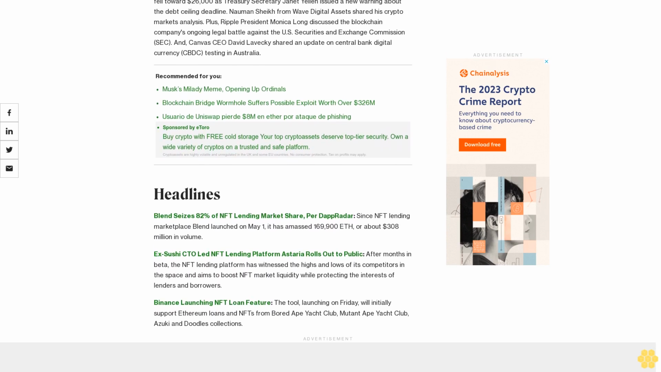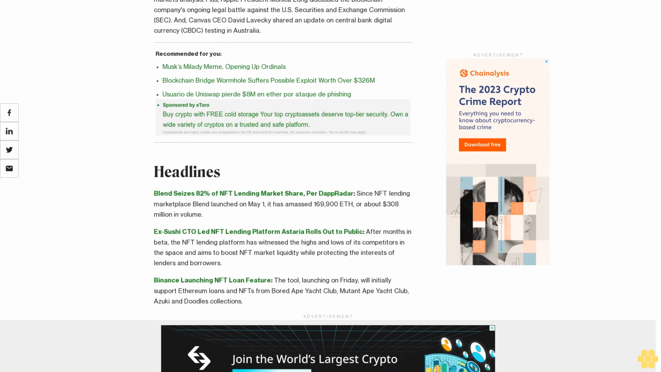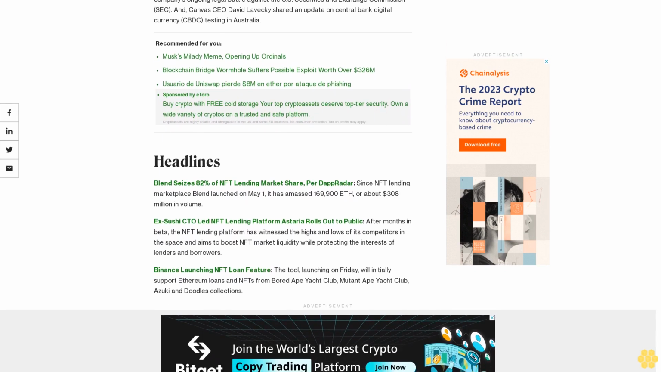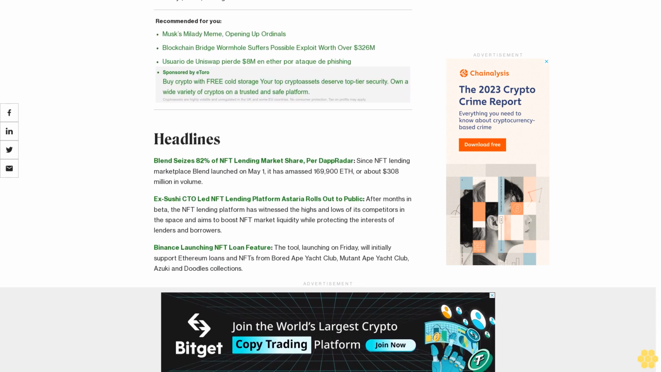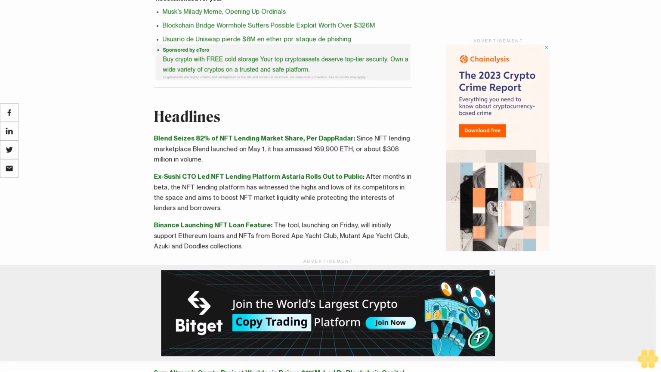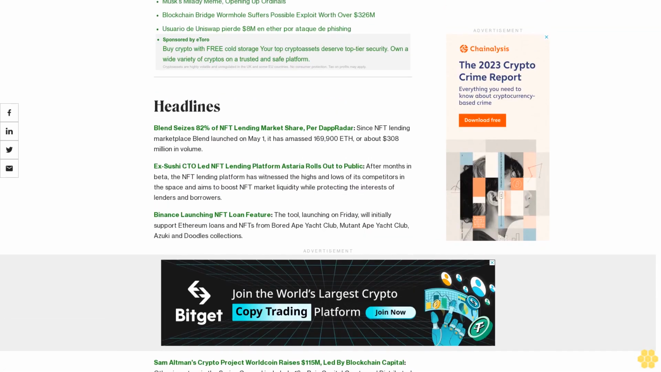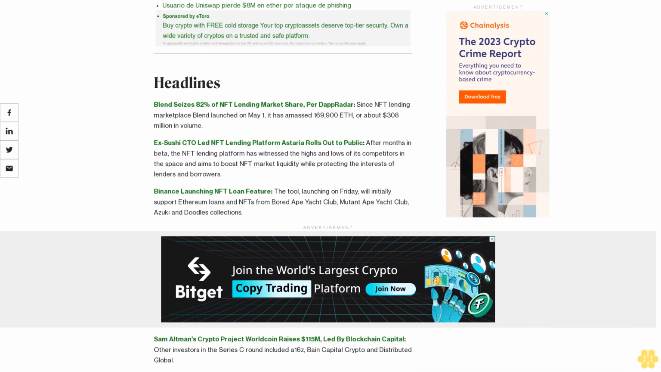Binance launching NFT loan feature. The tool, launching on Friday, will initially support Ethereum loans and NFTs from Bored Ape Yacht Club, Mutant Ape Yacht Club, the Azuki and Doodles collections. Sam Altman's crypto project Worldcoin raises $115 million, led by Blockchain Capital. Other investors in the Series C round included a16z, Bain Capital Crypto and Distributed Global.